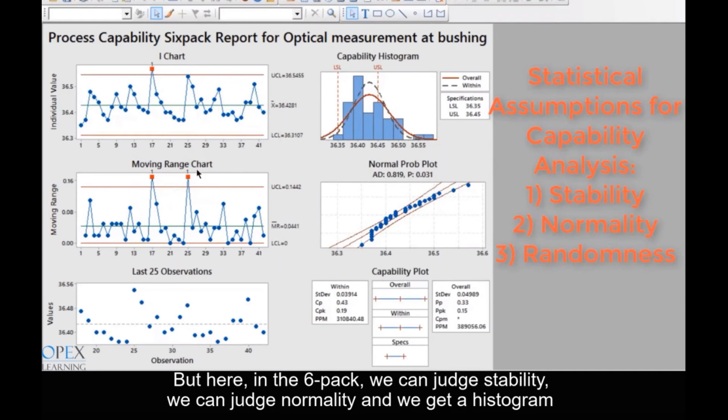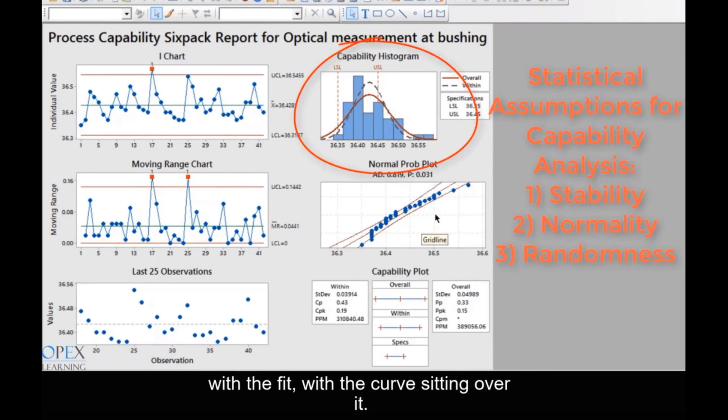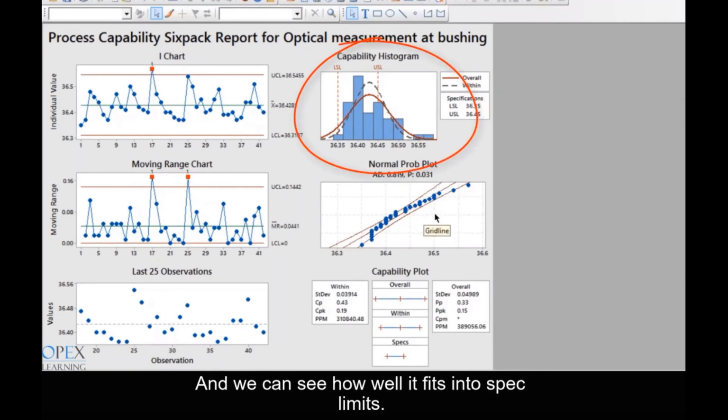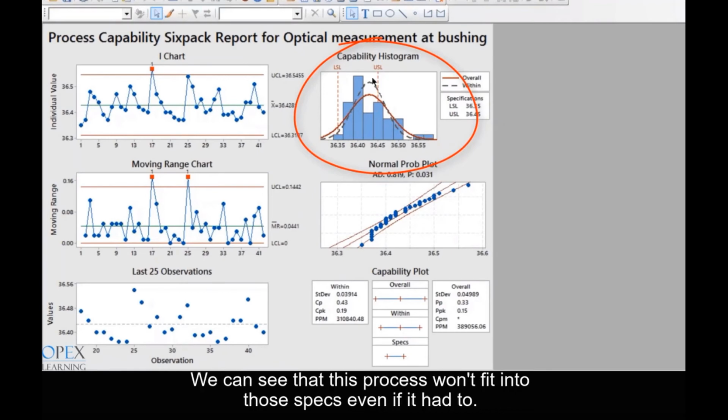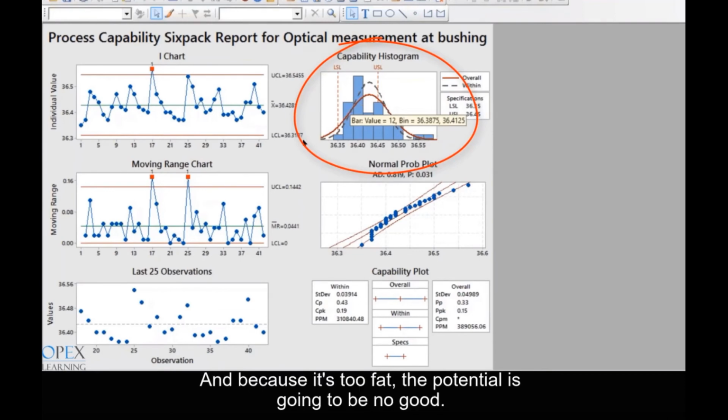But here on the 6-pack, we can judge stability. We can judge normality. And we get a histogram with the fit, with the curve sitting over it. And we can see how well it fits into the spec limits. We can see that this process won't fit into those specs even if it had to. It's too fat. And because it's too fat, the potential is going to be no good.